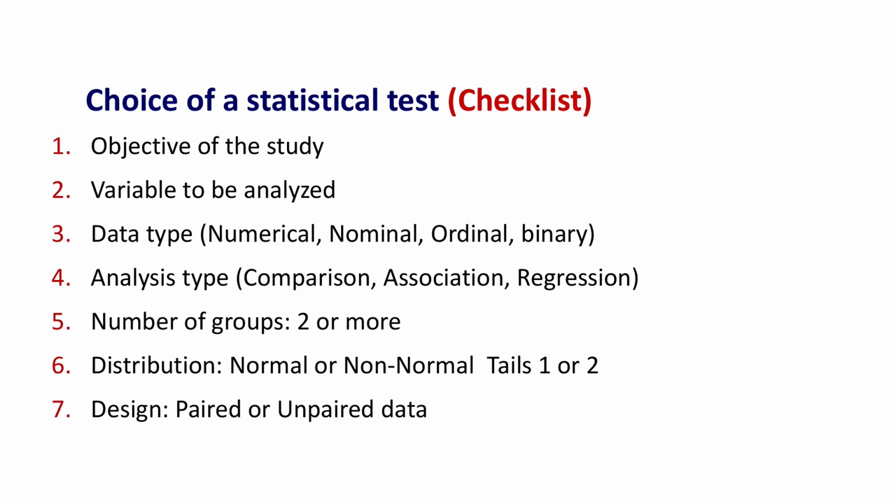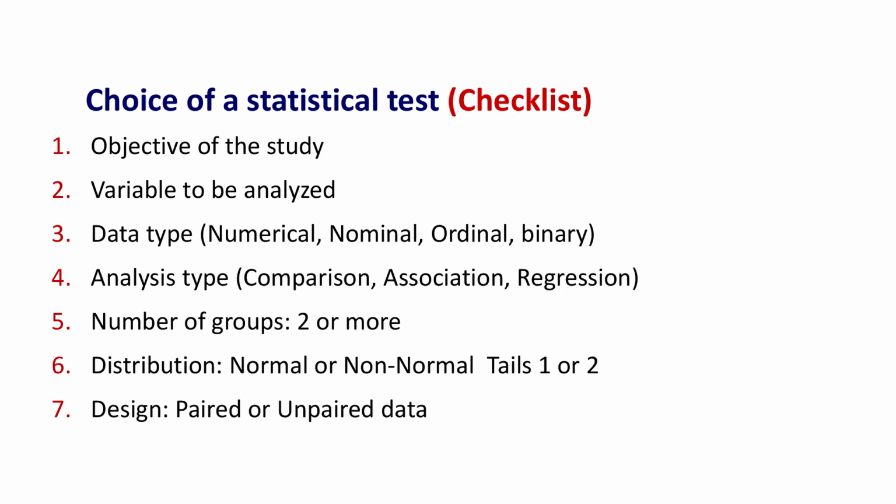What is the variable to be analyzed? It is hemoglobin. Which kind of data is it? It is numerical data. What is the analysis type? It is comparison. Going further, how many groups are there? There are 2 treatments, so 2 groups. And the distribution, as it is already given in the problem, is normally distributed data. So this is how you have to apply this checklist to the kind of data or the information which is available with you, and then decide whether it is paired or unpaired.